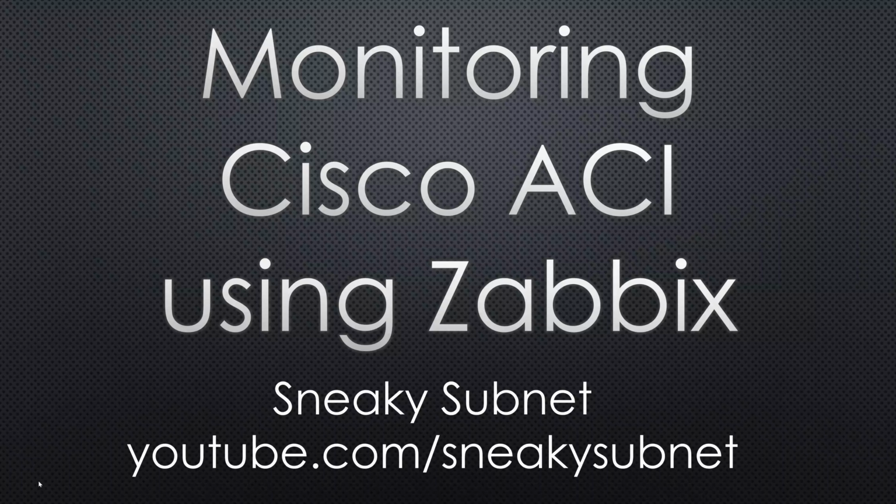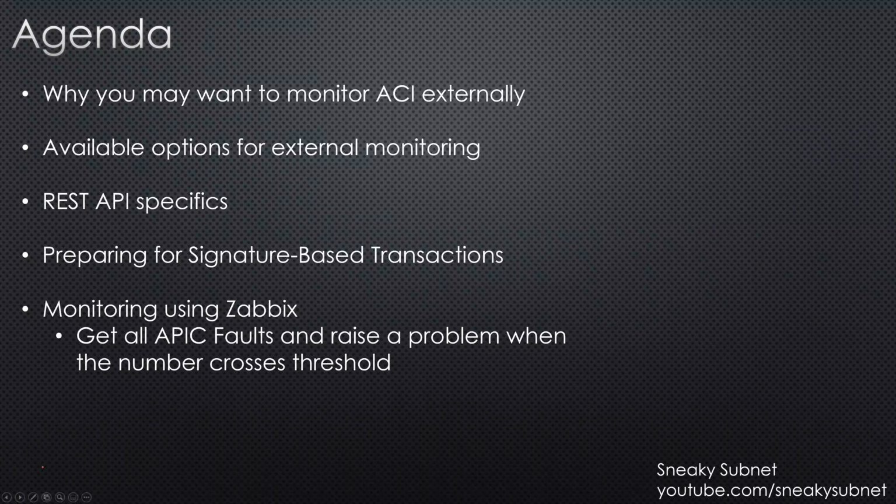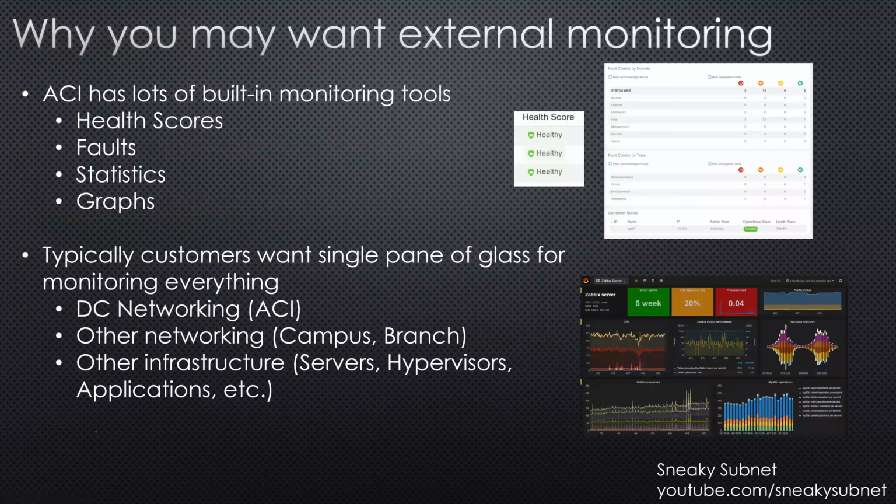So first of all, let's take a look at our agenda. We will start with discussing why you may want to monitor ACI externally. Next we will discuss available options for external monitoring. After that we will talk about REST API specifics. After that, I will show you everything you have to do in order to prepare for signature-based transactions. And finally, I will give you a real-life example of how you can monitor ACI using Zabbix. In this example, we will get all APIC faults and we will raise a problem when the number crosses a specified threshold. So, let's get started.